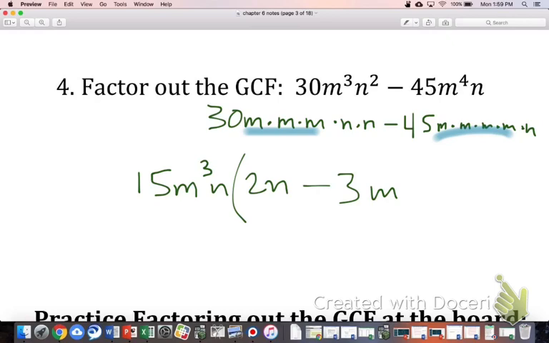Okay, so it's close. And how many n's were in there to begin with? No, I'm talking about the second term now. The second term only had the 1 n. So if there was 1 n and I factored out 1 n, how many n's are left over? None of them, so I'm not going to write anything for that. This right here would be a complete factoring of this. I factored out the GCF.